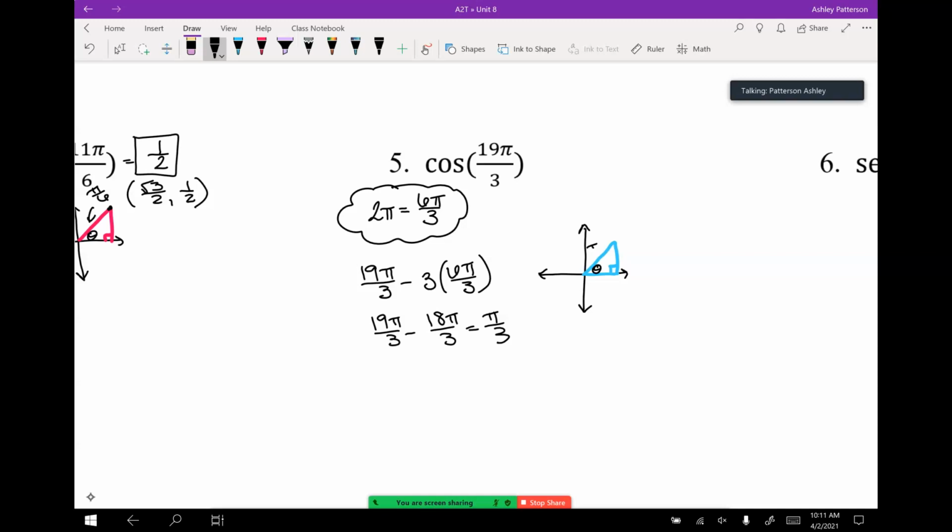Okay, our reference angle is pi over 3, so the coordinate that we're going to use is 1/2, comma, rad 3 over 2. We're looking for the cosine. Cosine is the x value on our unit circle, so the cosine of 19 pi over 3 is 1/2.